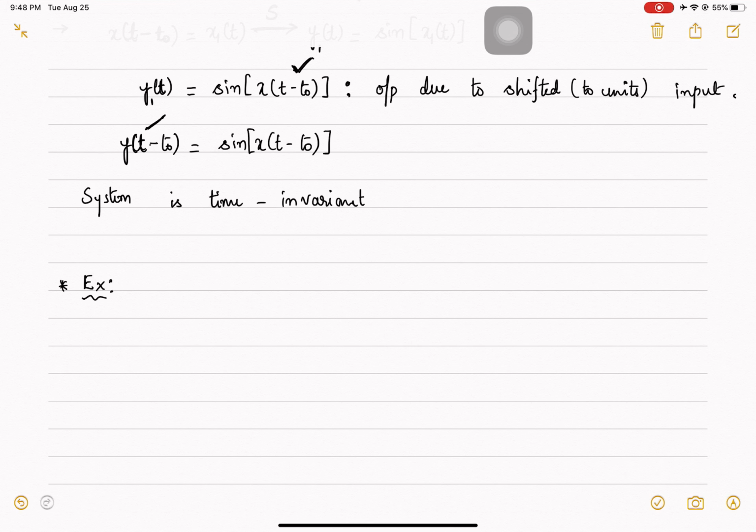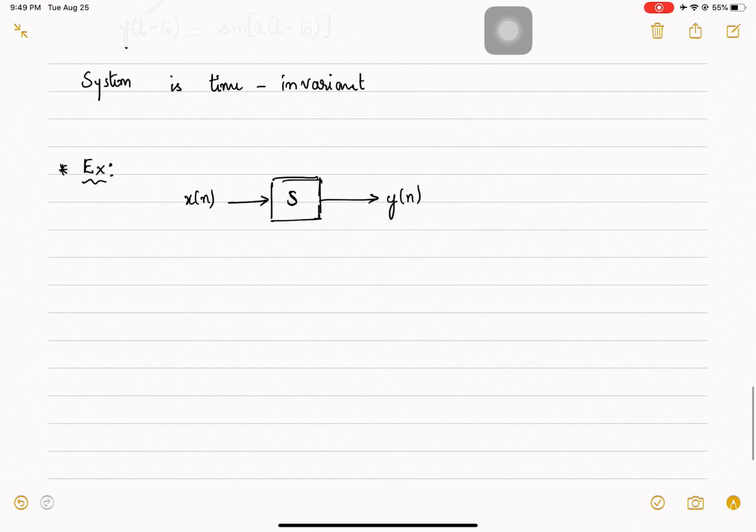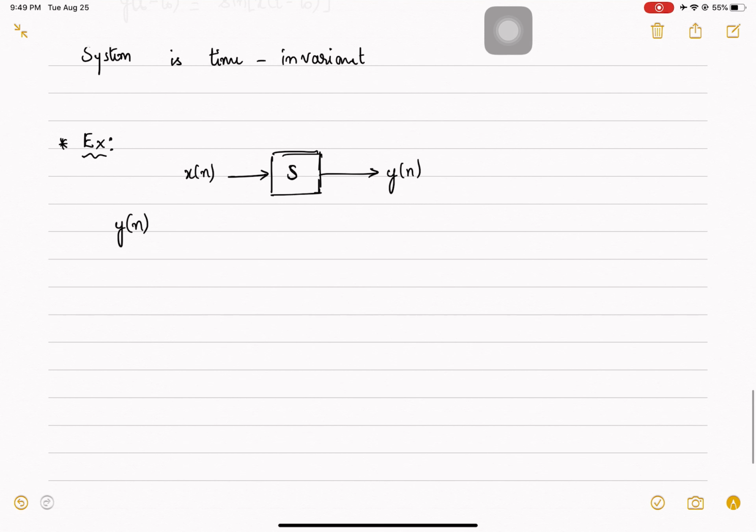Again, I have a discrete time system which I call S. Obviously the system in the previous example is different from the system in this example. I have x of n and y of n, and the relation given is y of n equals n times x of n. The problem is the same: to find whether the system is time invariant or time variant. Let's find out.